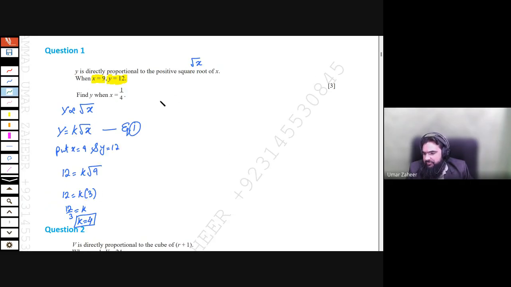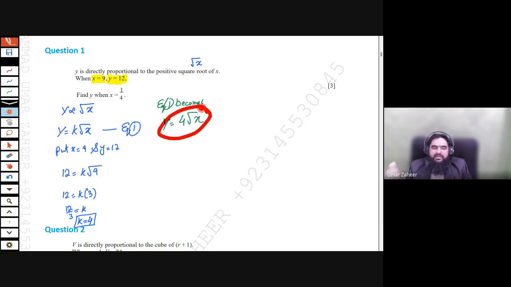So my equation 1 will become y is equal to 4 root x. This is the basic main equation that gives you the relation between the two variables. Here we have another constant value that is unknown as well. But now you have a relation between the two variables. This is the equation that tells you the relation between x and y, or sometimes he is going to use the words y in terms of x. Yes, everyone, any question?